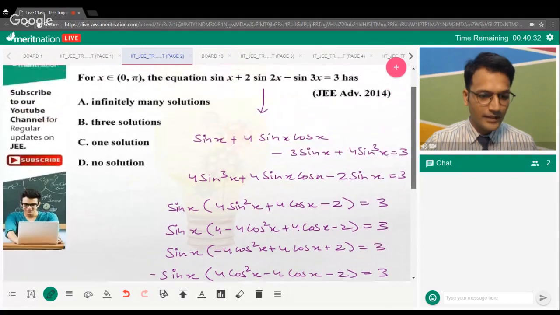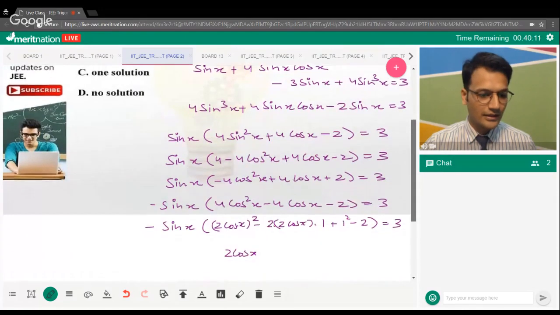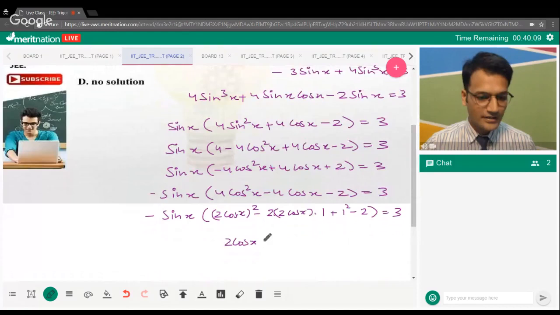Wait a minute. And this is what I goofed up with in the previous session as well. So we've taken sine as common, 4 sine square, 4 sine x cos x. Okay, I think so. So anyways, this is how we can complete the square.